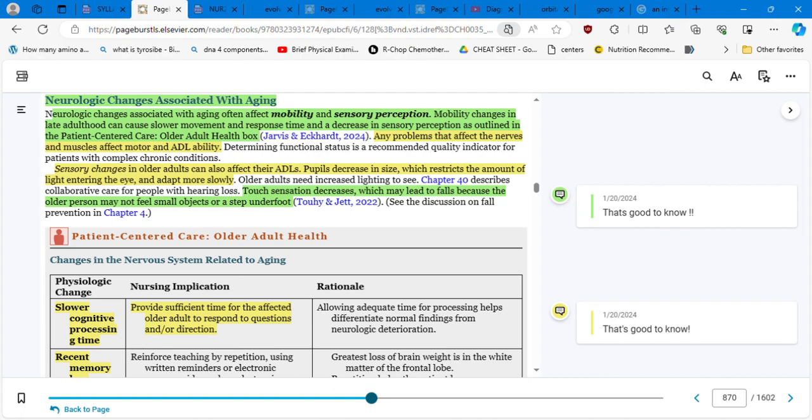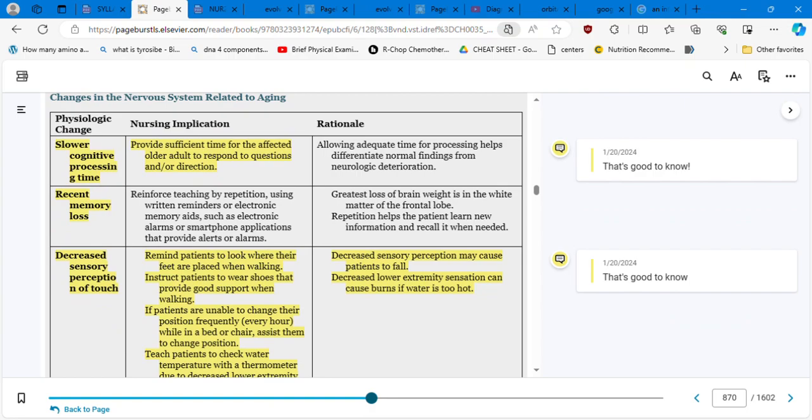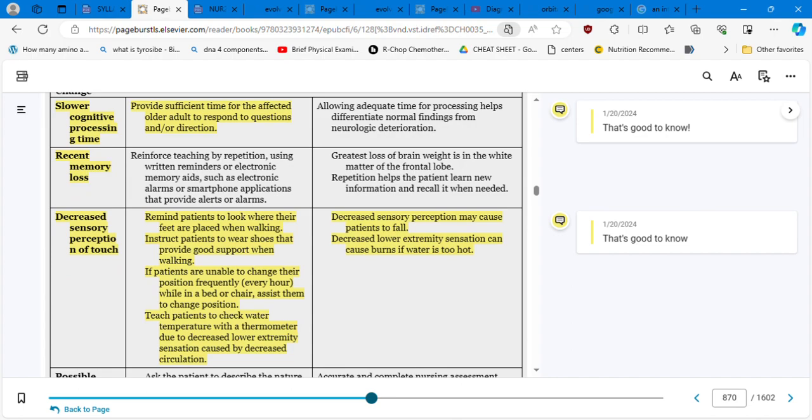Okay, so the patient-centered care, older adult health, the physiologic change, we mentioned the slow cognitive processing time, and that's good to know for test purposes, and recent memory loss. Instead of the long-term memory loss, the recent one is the one affected. Let me read this: reinforced teaching by repetition using written reminders or electronic memory aids.